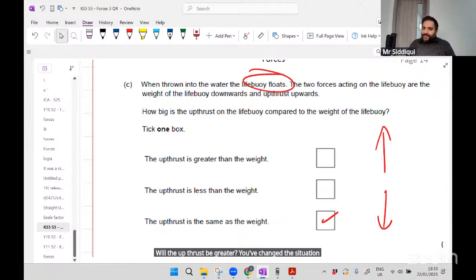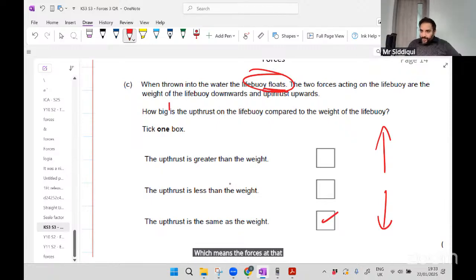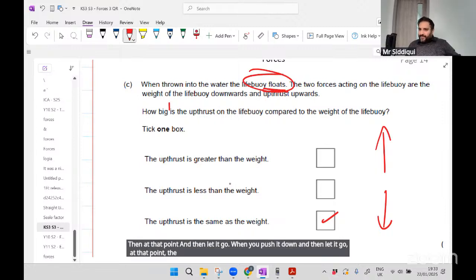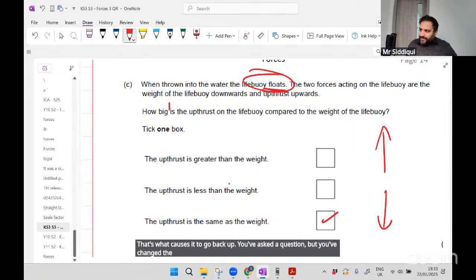The situation right now is that this thing is floating, so it is not moving up or down, which means the forces at that point are equal. When you push it down and then let it go, at that point the upthrust is bigger than the weight. That's what causes it to go back up. So you've asked a question, but you've changed the situation. You see what I mean?